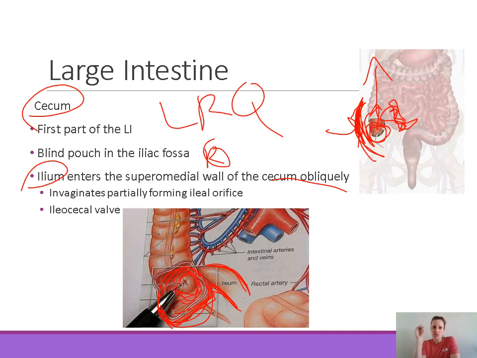Where the ileum enters the cecum, it's not like the ileum just ends flat at the cecum. The ileum actually invaginates, it pushes into the cecum. It invaginates partially, pushing through the wall of the cecum, forming the ileal orifice and ileocecal valve. The ileal orifice is the actual opening from the ileum. Contents go from the ileum into the cecum through the ileal orifice. In the bottom picture, the pen is pointing to that ileal orifice, the opening.